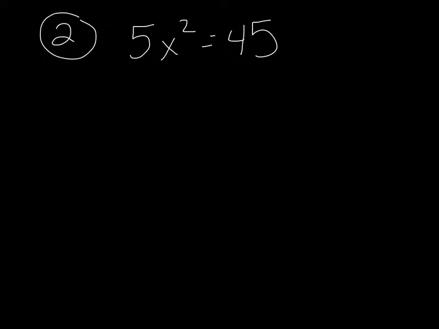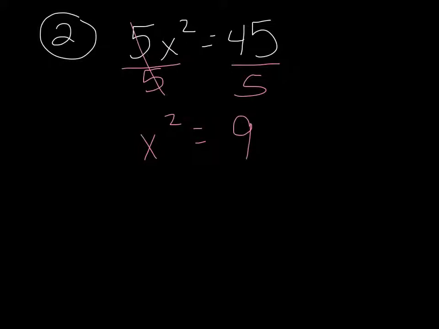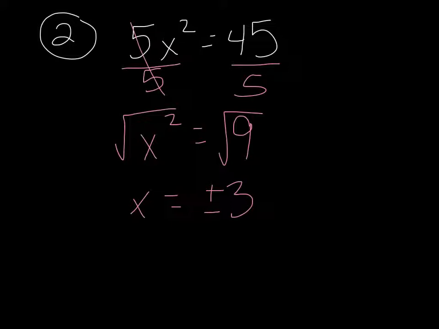Number 2, so again, 5x² equals 45, so we don't have a term with a b, or with just an x. So we get the x² by itself, so we need to divide both sides by 5. So you have x² equals 45 divided by 5, which is 9. And once you have the x² by itself, you take the square root of both sides. So you get x equals, the square root of 9 is 3, but because we took the square root, you have to do plus or minus. The most common mistake is you guys are going to forget to do plus or minus.